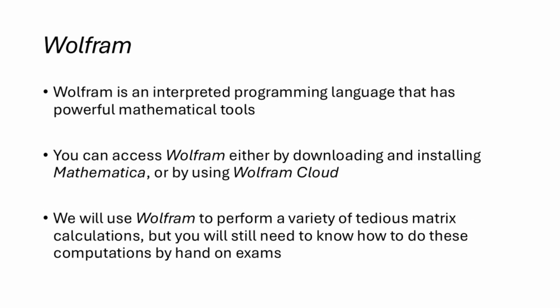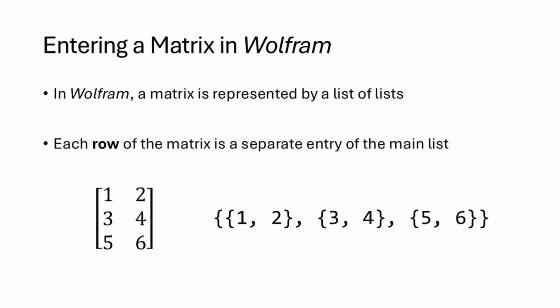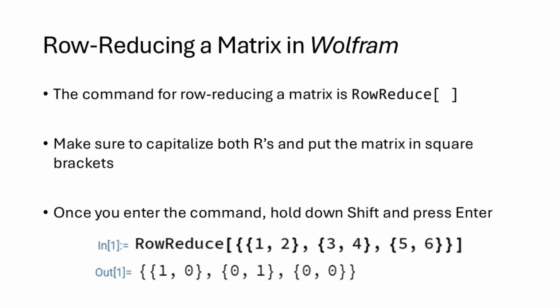Another tool that you may find useful is a computer algebra system. In this course, we're going to see several times where we use the computer algebra system Wolfram, also sometimes known as Mathematica, to perform matrix operations. To enter a matrix in Wolfram, you type it as a list of lists. So we use curly braces to enter each row of the matrix. In this case, I have a matrix with 3 rows and 2 columns, so I enter it as a list of 3 separate rows. And then to row reduce the matrix, we type the RowReduce command with capital R's. So we type RowReduce, and then inside square brackets, we type our matrix. And then we get the reduced matrix as a result.